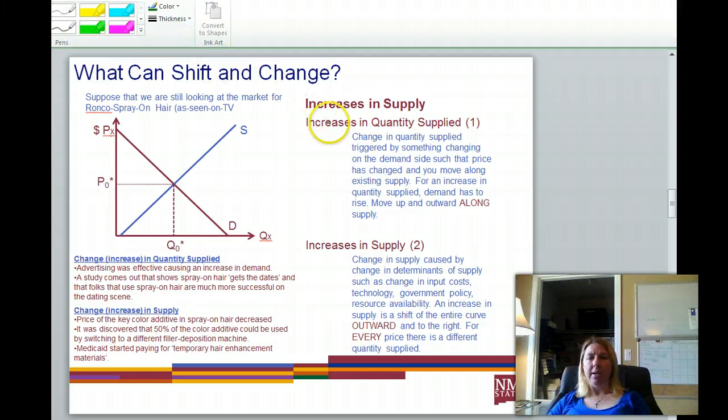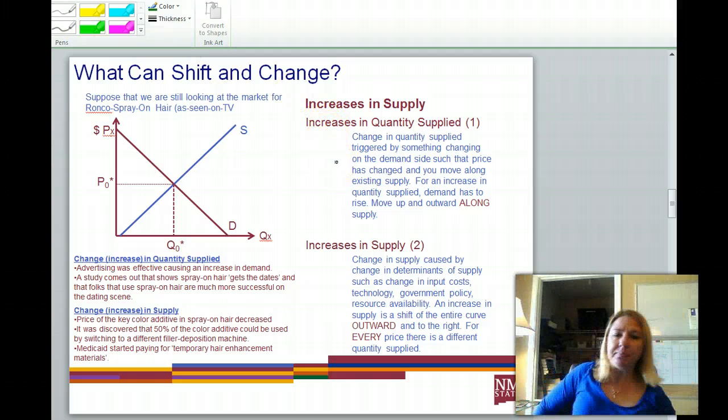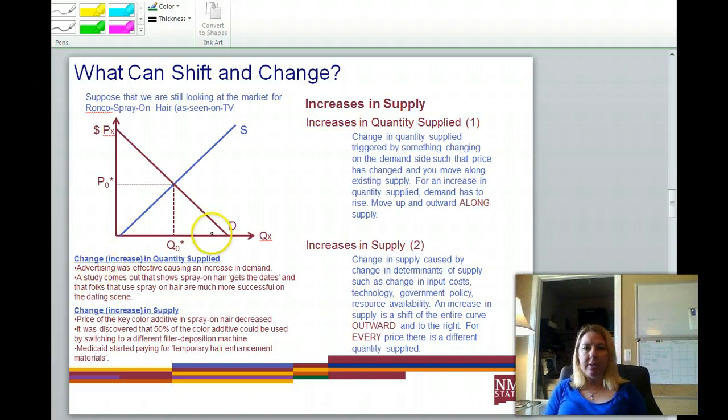And in this case, now let's look at what happens when we increase supply. So when there's an increase in supply, we can have the same type of thing. There's two types of things that we can do when we have an increase in supply. One can be an increase in the quantity supplied, and one can be an increase in supply. Again, when we have an increase in quantity supplied, something has caused price to change. And so what this usually means is that something has happened in demand, so the demand curve is shifted and we moved along the supply curve.